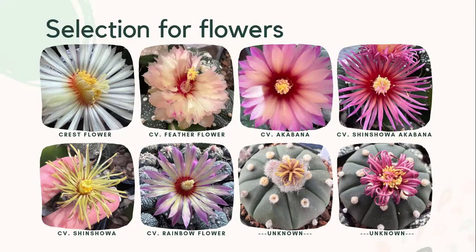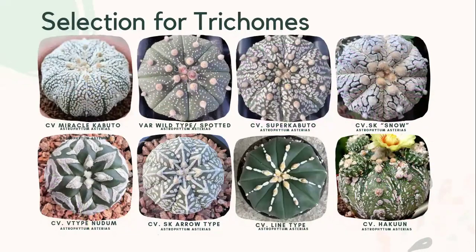Yeah. And this is the selection for trichomes. So this is Miracle Kabuto cultivar. So this is the common wild type we can see in the habitat. So from this plant, Japanese people were able to do this. So this is the Super Kabuto, and this is the Super Kabuto snow, which is the body is just full, like 90% covered with trichomes.